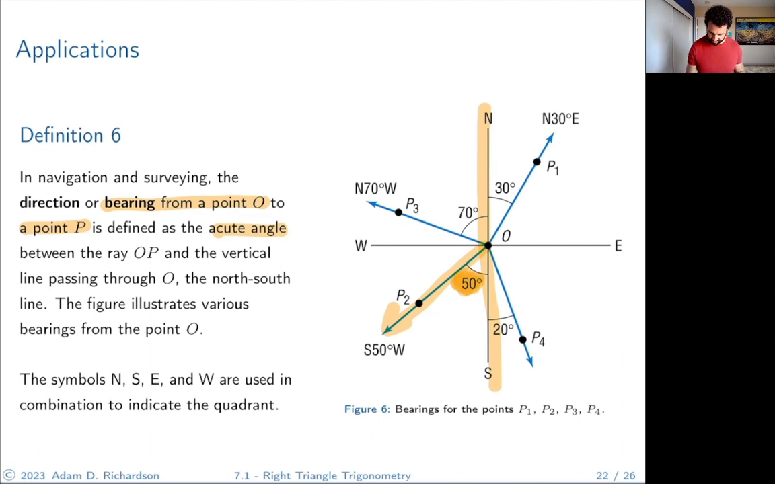Let's try to do this one. I'll let you think about this one and then we can answer it together. Let's look at the ray that passes through the point P4. Try this one on your own. Think about it and say it out loud. What is the bearing for that ray OP4?